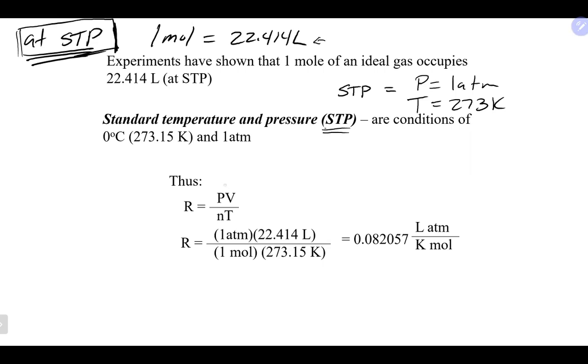If we take the ideal gas law and solve for R and then put everything in under STP conditions, that is basically where we get the gas constant from. At STP conditions, we would have 1 atmosphere and 273 Kelvin, and it would have a volume of 22.414 liters and 1 mole.